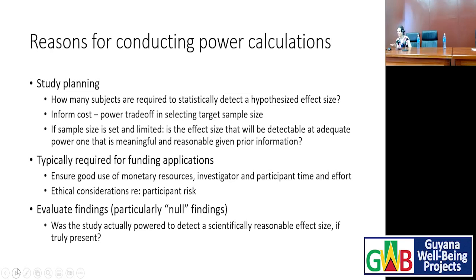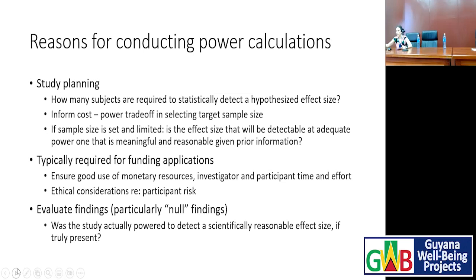So it's typically an element that's required in applying for funding for any study, to ensure good use of money and time and effort in terms of resources, and also ethical consideration. If you ask the participants to do something for a study, making sure that their time is well used, or if they're giving blood, it's something that could potentially result in findings that are important for health.